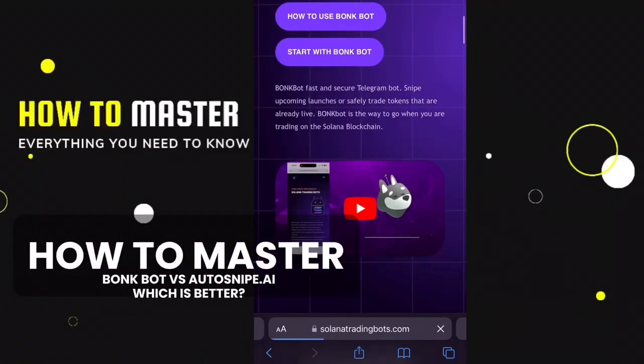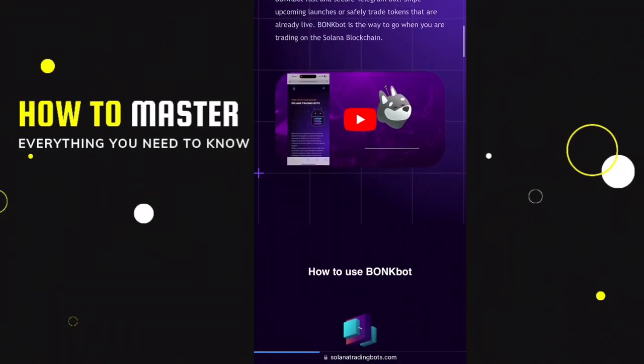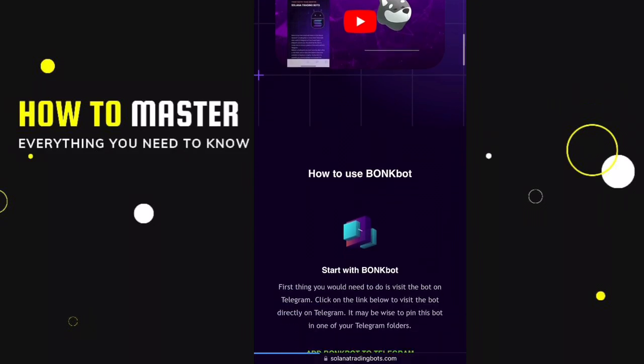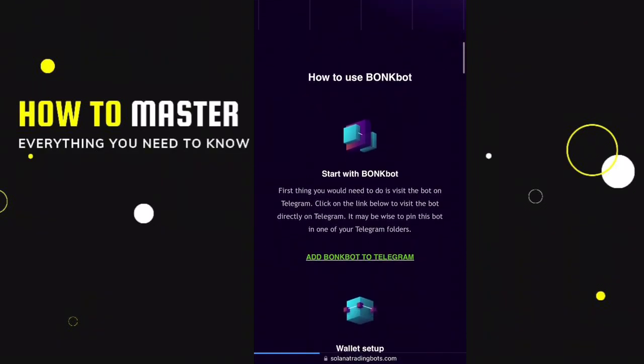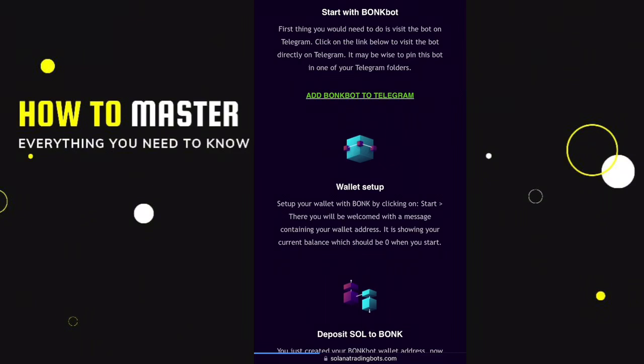So in this video, we're going to be breaking down Bonk Bot versus Autosnipe. So Bonk Bot is ideal for quick and straightforward trades. It also allows you to execute trades directly through Telegram and benefits from G2 Labs and 8256 encryption. And lastly, it also has deep links for direct token access.